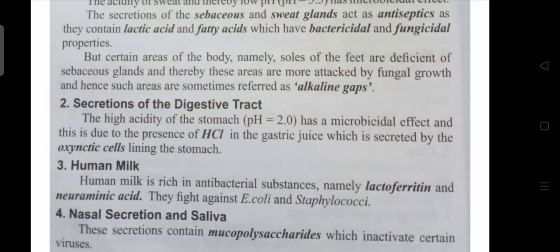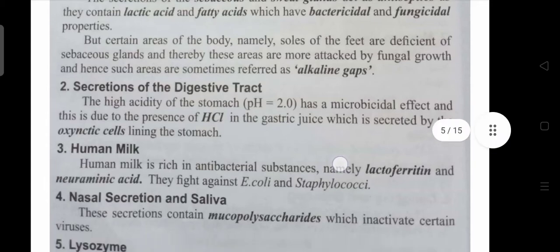Human milk is rich in antibacterial substances like lactoferrin and neuraminic acid. They fight against E. coli and staphylococci. Lactoferrin can bind and sequester metal ions, that is iron, needed by the bacteria and fungi, thereby limiting their growth. This is the function of human milk. What is the function of lactoferrin? It will bind and sequester the metal ions needed by bacteria and fungi, limiting their growth.